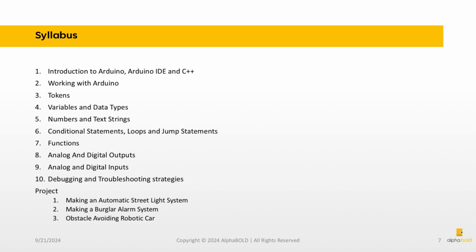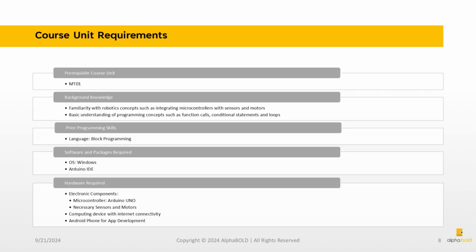The syllabus covers an introduction to Arduino, Arduino IDE, and C++, focusing on programming basics like variables, loops, functions, and conditional statements. It includes working with analog/digital inputs/outputs, debugging, and troubleshooting strategies. Projects involve building an automatic street light, a burglar alarm system, and an obstacle-avoiding robotic car. This course is designed for students with prior experience in block programming and basic electronics. It focuses on using C++ to program microcontrollers for robotics applications.